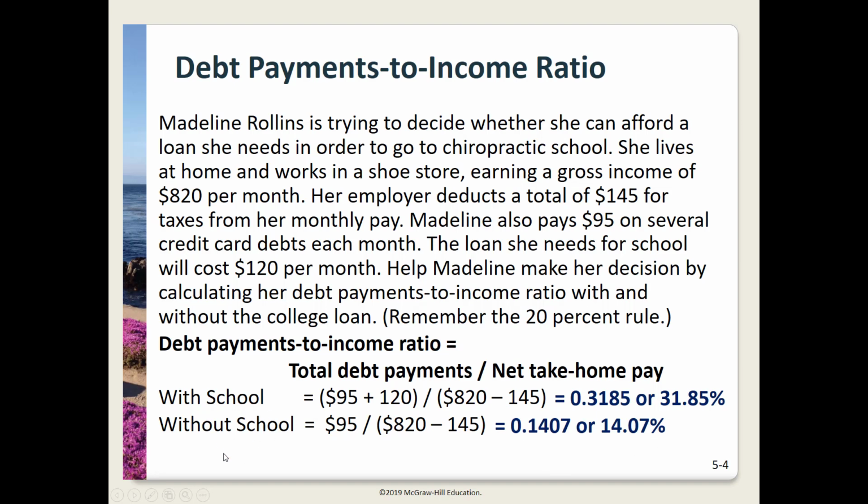So we can see in this scenario that Madeline's debt payments to income ratio is good without school because it's under the 20%. However, to add school loans in and to go back to school, she'd be over that 20% rule. So she can't really afford the school loan right now.